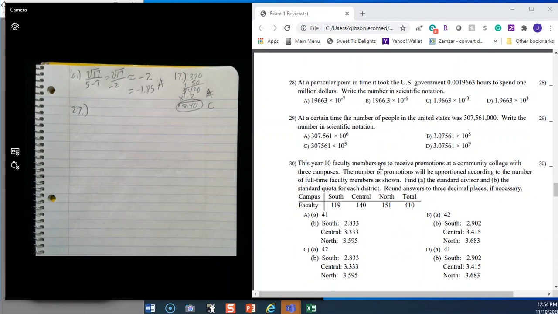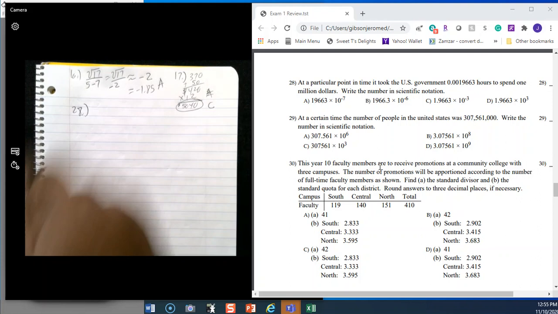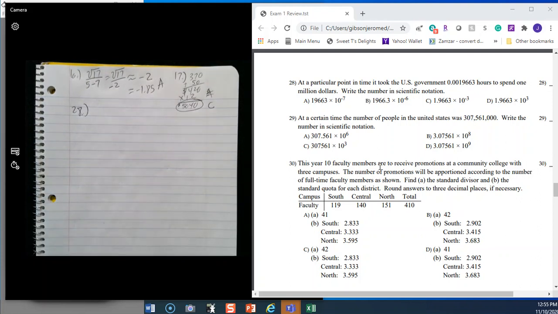All right, 28, which is scientific notation. It says here with 28, at a particular point in time, it took the U.S. government this many hours to spend $1 million. Write the number in scientific notation. Now, first of all, we know with scientific notation, when we start off with 0 point something, we know that it's going to end up with a negative exponent. So that would X out D.